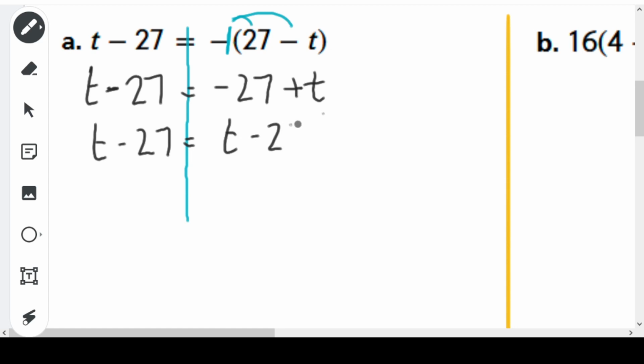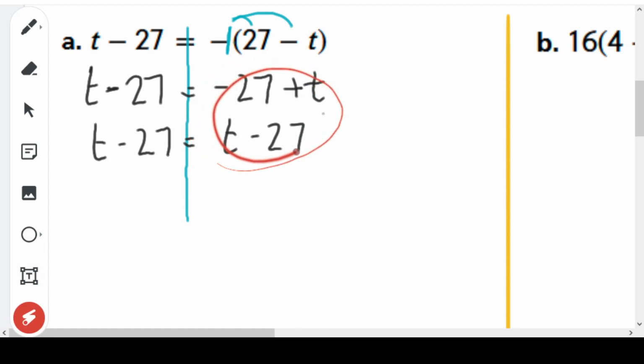t minus 27 here. Okay, that's the commutative property that says that you could add or subtract in any order. Or sorry, that you could add in any order. Subtraction, not quite. This turns into subtraction because of the negative on the 27. So these are the same thing, but many students tend to not write this part, or they tend to not write this part. They go with one or the other.